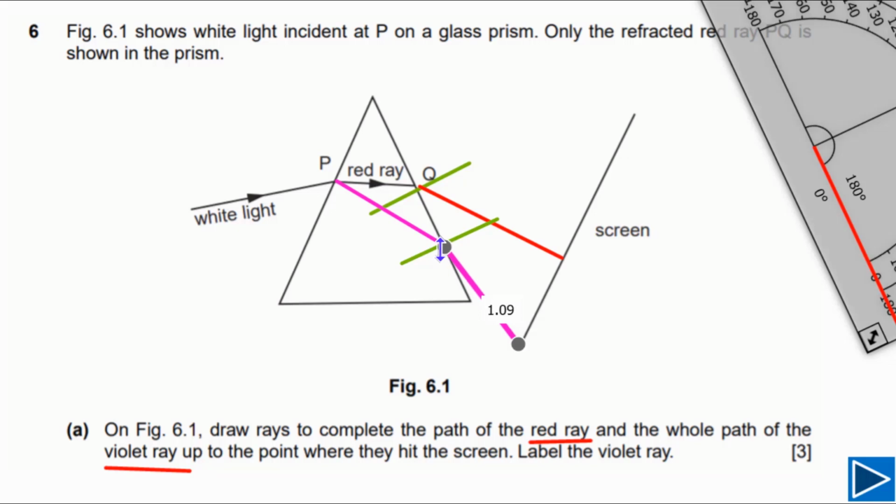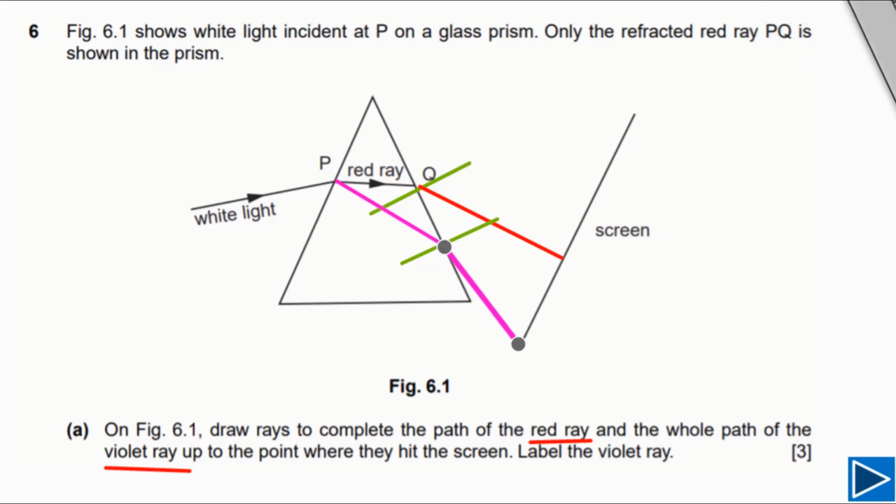So this is how you need to draw red and violet light. We can also use small arrows to show direction of travel. So these arrows are also important. We can draw these arrows here.